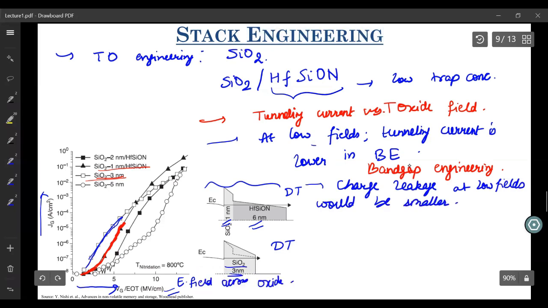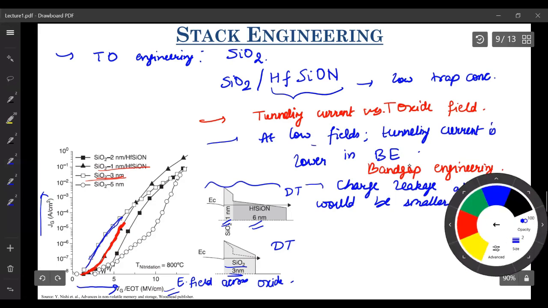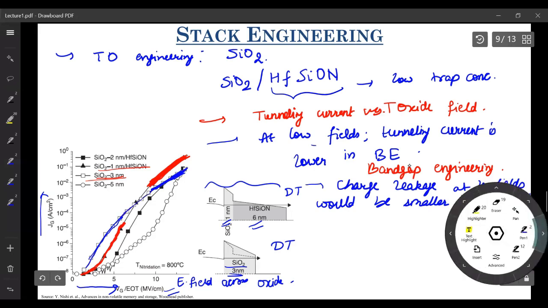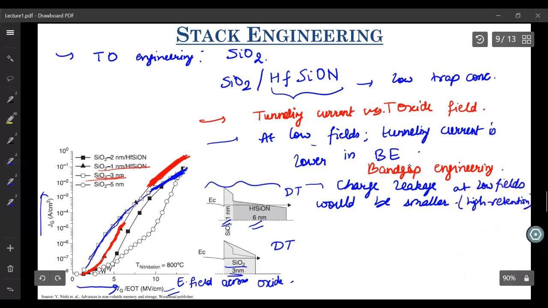So retention would be high. This amounts to a high retention. Okay. And second observation. At high electric fields, this is the tunneling current of your oxynitride or band gap engineered layer. And this is your tunneling current of the usual nitride or usual silicon oxide. So at high electric field, let me write that observation as well.